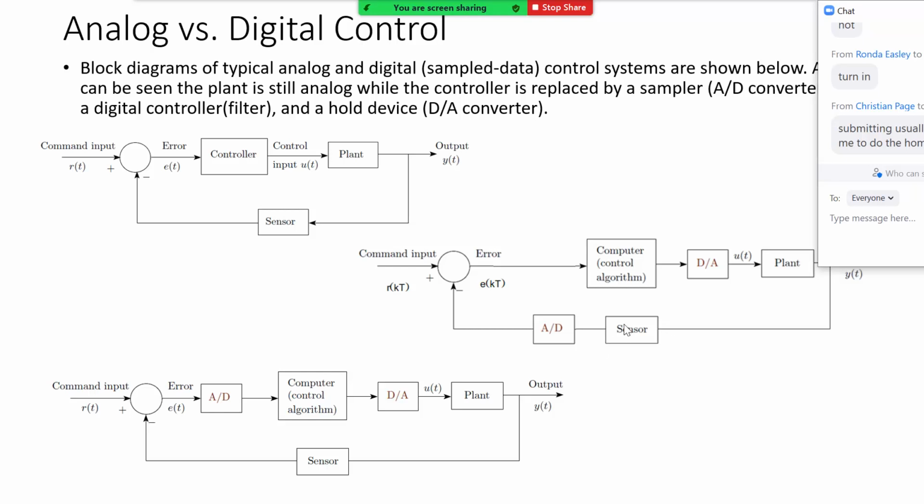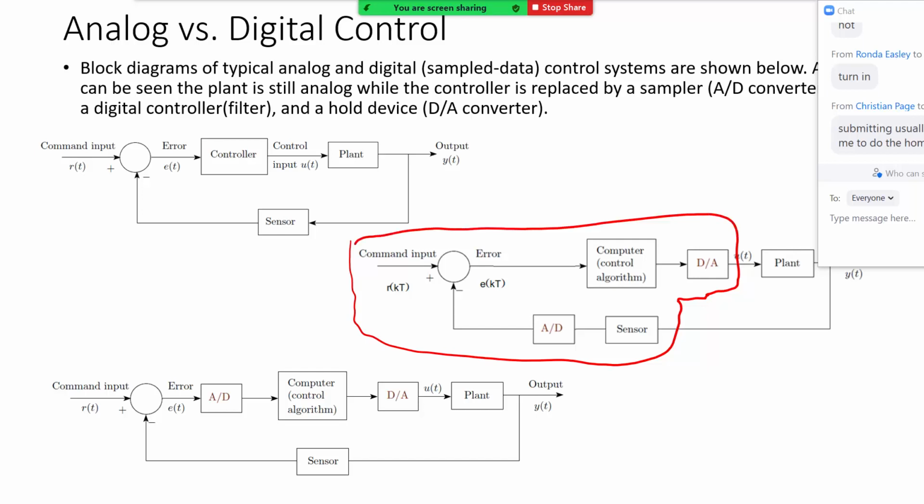The output is gonna have a sensor. Assuming the sensor is analog, I'm gonna take an analog to digital converter, convert it to a digital signal, and this digital signal is gonna be fed through the computer. So all this part is inside the computer, or the microcontroller, or the microprocessor. So this is all the computer.